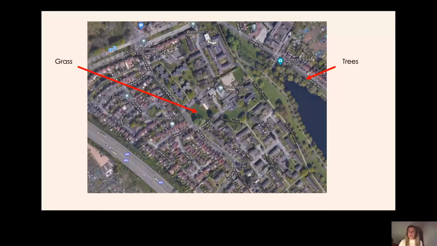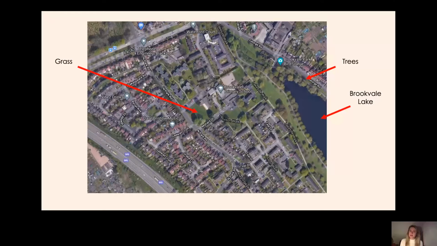And finally, we have the lake itself, Brookvale Lake, and that is a physical feature because it is natural. Now, what colour would that be shown as on a map? Yes, it'd be a shaded blue area, wouldn't it? Because water is shown using blue.